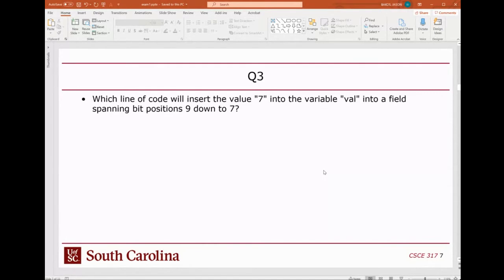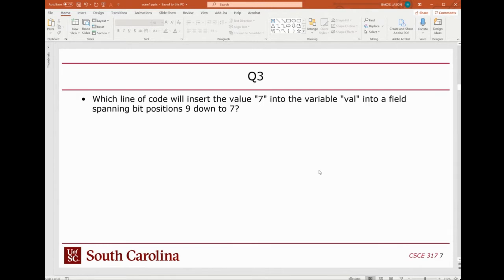It wasn't taken directly from the slides. This one was a little bit of a variation. So the idea is that we have the value of 7. The value 7 requires at least 3 bits because 7 is 111. And we want to insert it into variable val, and we want to put it into a bit field spanning bit positions 9 down to 7.